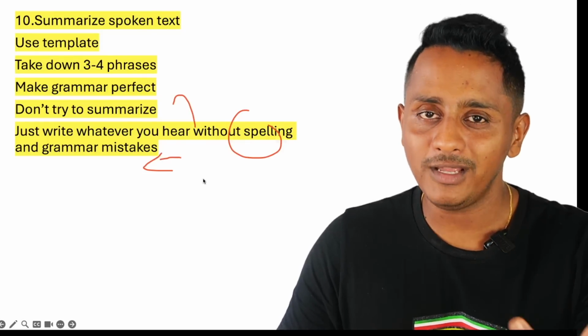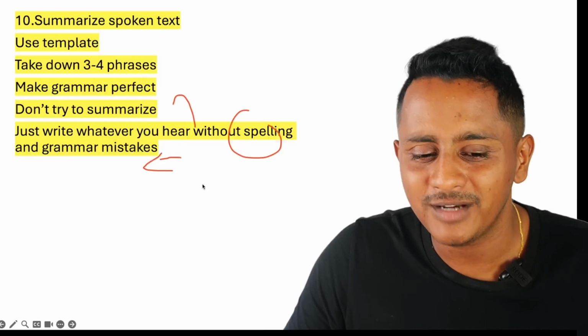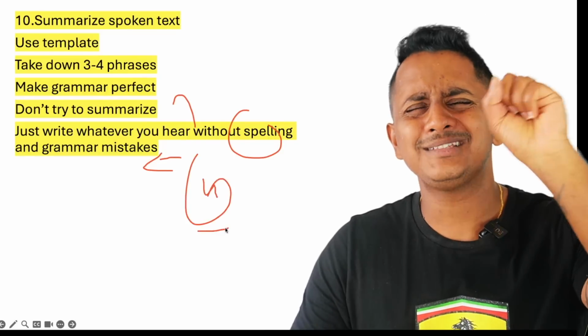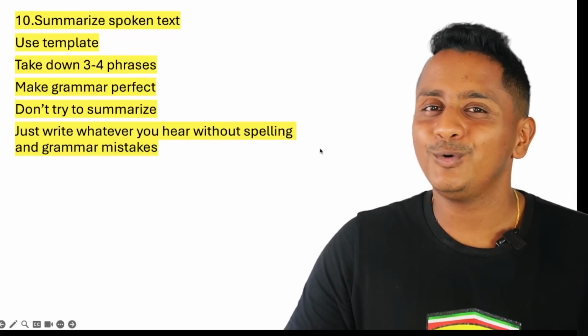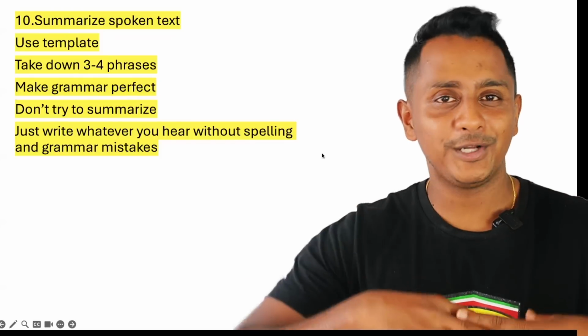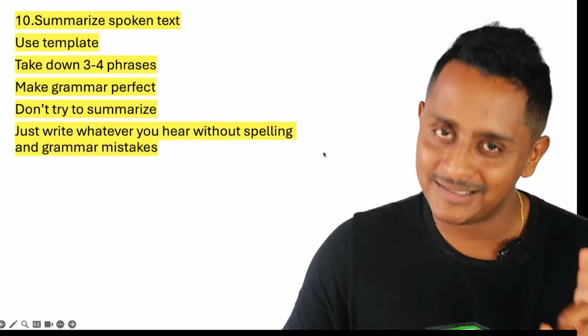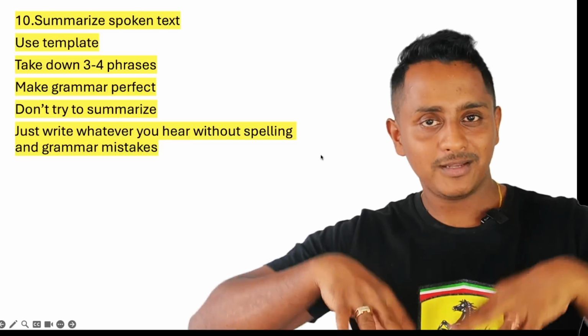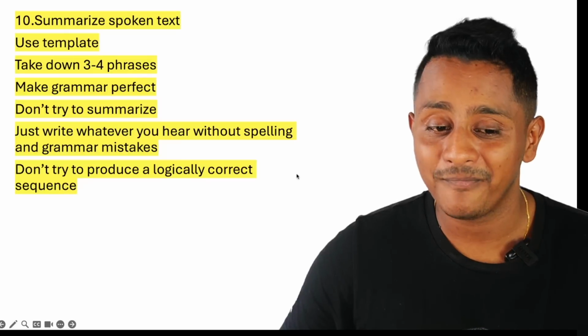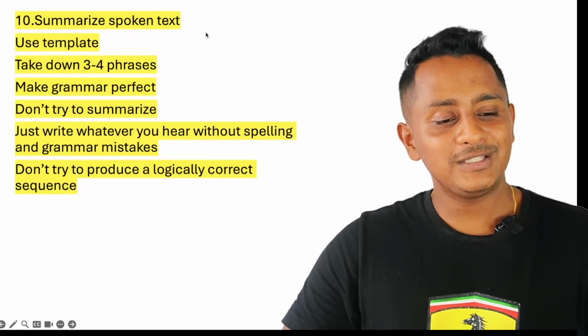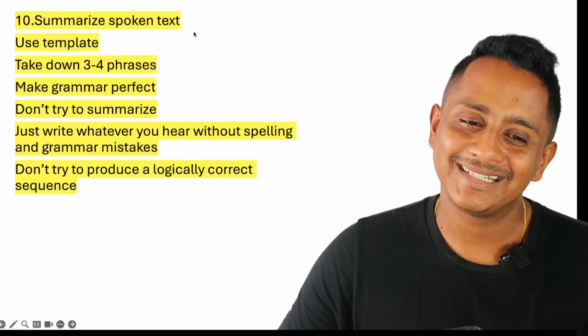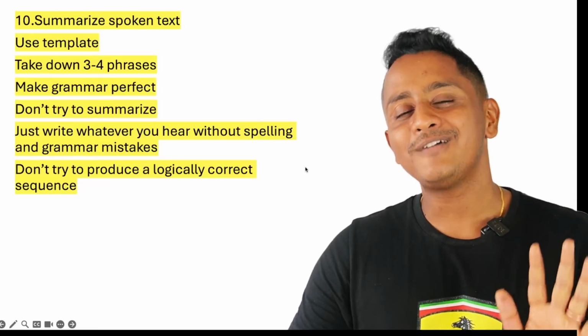That's the catch. How to trick? Don't worry about content too much. Write 4 phrases. If it is matching, if it is somewhere in the audio, that is enough. You don't have to take a perfect, great idea. It is not going to make any sense to the software. That's how you trick it. That's how you get enough time to focus on the spelling and the grammar. Don't try to produce a logically correct sequence, it's not required. Grammatically, if it is correct, it's fine.